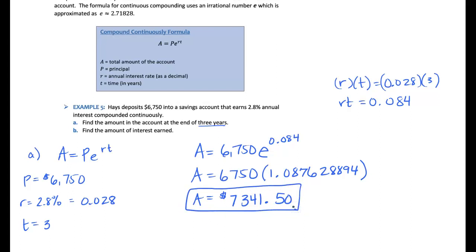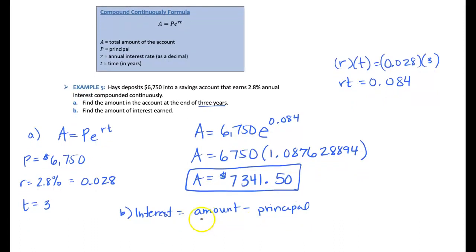Part B says to find the amount of interest earned. Remember, the amount of interest earned is the amount in the account minus the initial deposit, the principal. So the amount in the account is $7,341.50, and the principal was the amount initially deposited, $6,750. We get $591.50 as the interest.